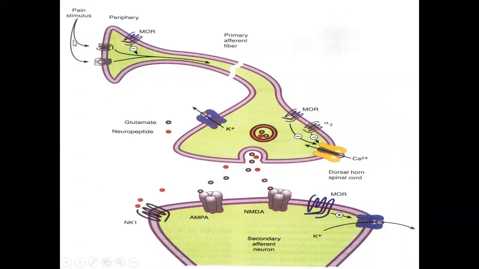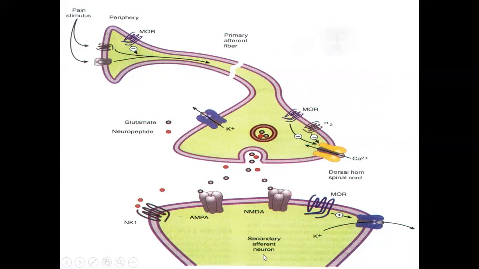So this is the pain stimulus through the periphery, action on the mu receptors. This is the primary afferent nerve fiber, and this is the dorsal horn of the spinal cord over here. This is the synaptic cleft from where the neurotransmitters are being released, but here you see it is blocked because of the efflux of the potassium ions and inhibition of the influx of the calcium ions, and here you can see the actions are actually less marked because of the inhibitory effects.